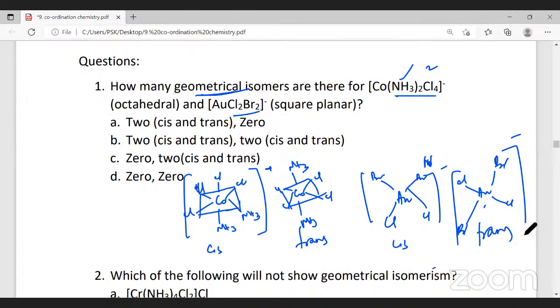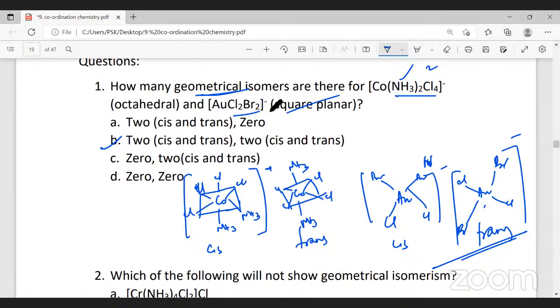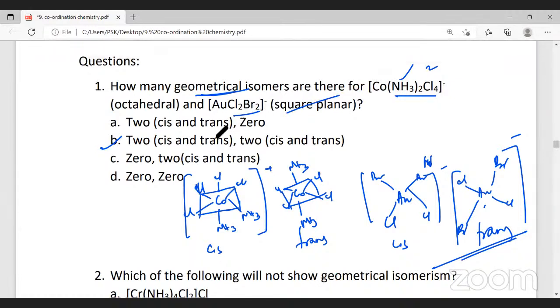Trans isomer. Artha, did you follow? Yes, sir. What will be the option? Option B. So this will show two isomerisms, cis and trans, and this also will show two isomerisms, cis and trans. So hence the answer for this question is option B.